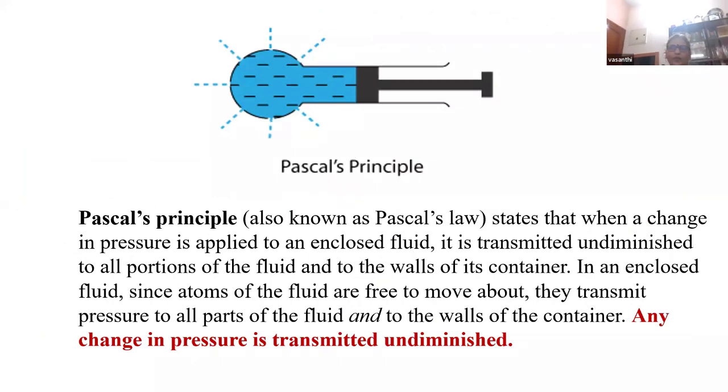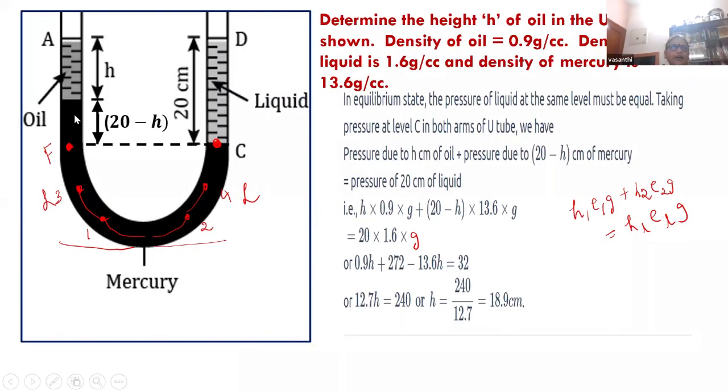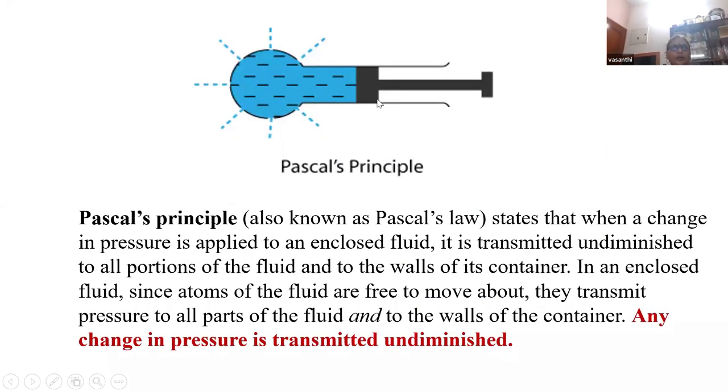Now, so far Pascal's law is for a static liquid in equilibrium. Suppose I am increasing pressure at one point using a piston. When I change the pressure at one point, the change in pressure cannot remain stagnant at that point. It is transmitted equally in all directions. This is another form of Pascal's law: any change in pressure is transmitted undiminished.